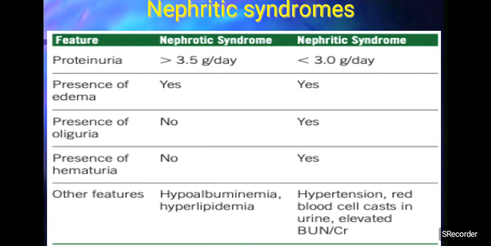Furthermore, going to hematuria, in nephrotic syndrome, we don't see hematuria, but in nephritic, hematuria is there. For the other features under nephrotic, there is hypoalbuminemia and hyperlipidemia, while on the side of nephritic syndrome, there is hypertension, red blood cell casts in urine, and elevated BUN.